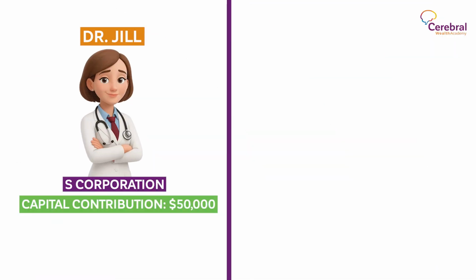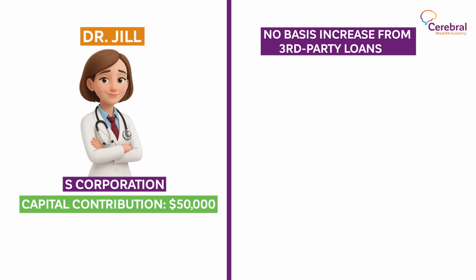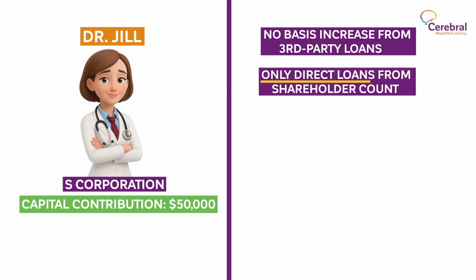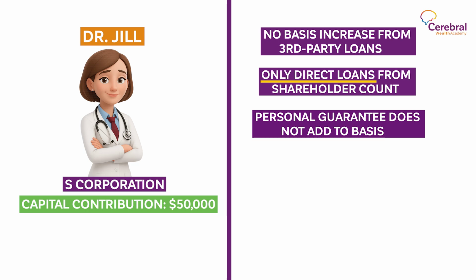Jill's initial basis in the S Corporation is also her capital contribution of $50,000. In an S Corporation, a shareholder cannot increase their basis by the corporation's third-party debt. The shareholder must have made a direct loan to the S Corporation. Even though Jill personally guaranteed the corporation's loan, this does not increase her basis. Therefore, Jill's basis remains $50,000, which is her initial investment, and she does not receive any additional basis from the corporation's debt.